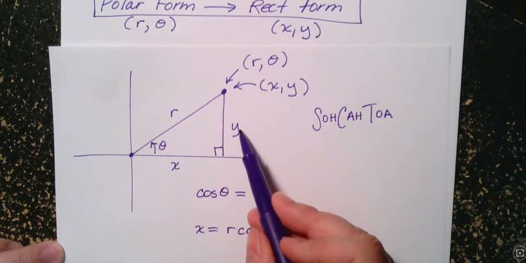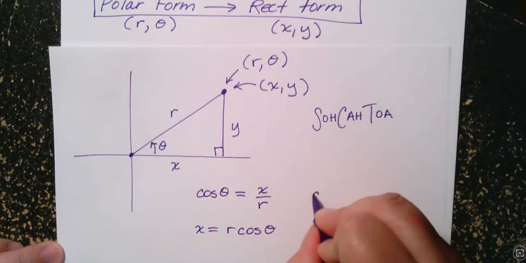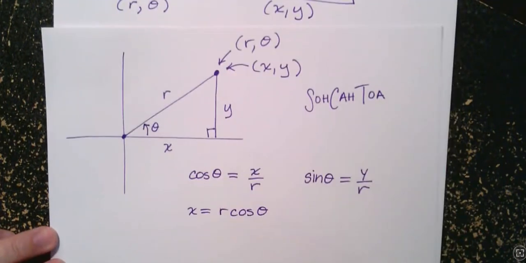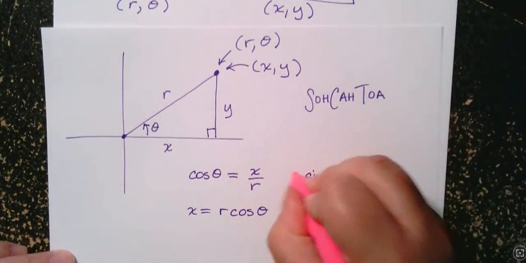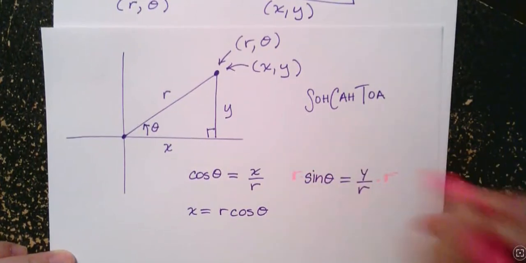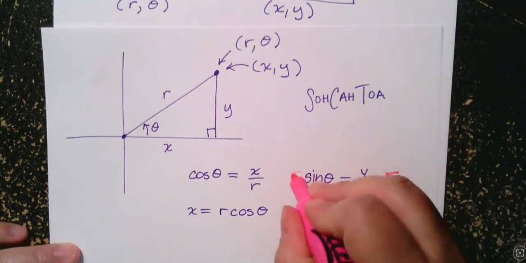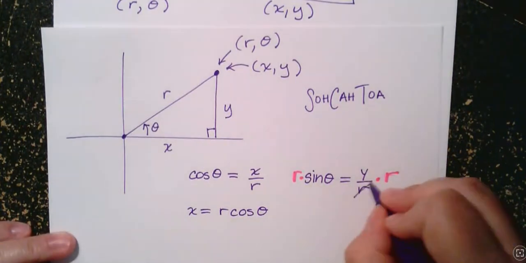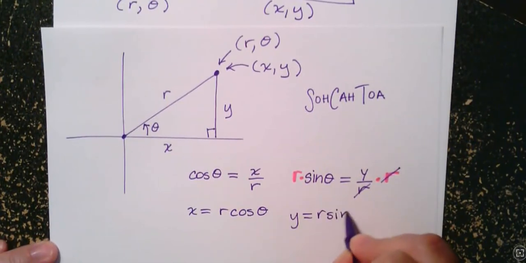Same goes for y. y is the opposite side from theta, so if I want to bring y into the mix, I could say the sine of theta is opposite over hypotenuse. So again, if I multiply both sides by r, let's go ahead and show that a little bit, in case you didn't catch what I was doing on the last one. That's the worst r I've ever seen. Not really. I've seen worse. Okay, I'm basically multiplying both sides by r to cancel the r out, and then I have y by itself equals r sine of theta.